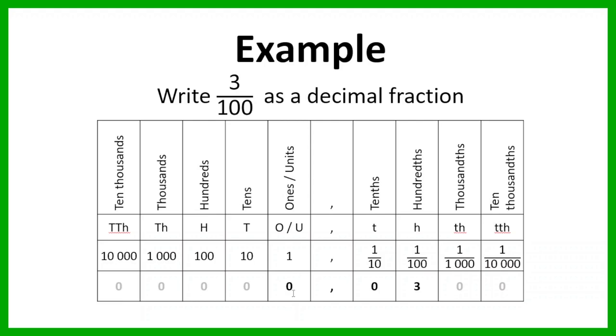Our ones or units position has to have something in it. So that has to be a zero if there's no non-zero digit there already. So I have to fill my zero in there. And then anything between that and any other non-zero digit has to be filled with zeros. So this one over here would have been empty. I have to fill it in with zero because it's between the ones position and the three over here, which is in the hundredths position. So I have to fill in any empty spaces between the ones position and any non-zero digits.